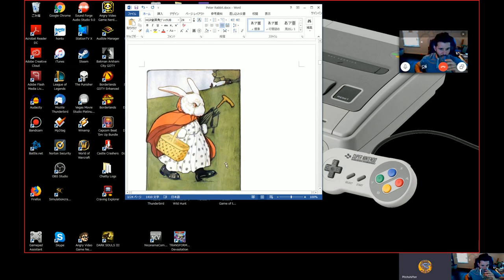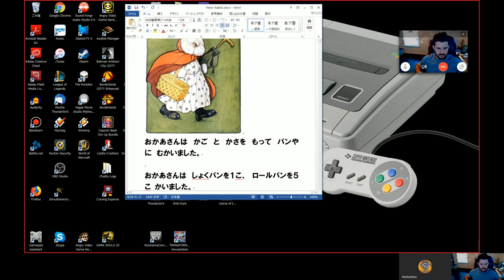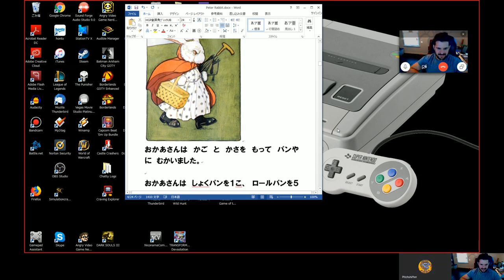わかりました。お母さんは学校 or cargo. お母さんは cargo と、Casa o, motte, panya ni mukaimashita. Yes. Mukai again to go forward. Go toward. Head forward. Mukaimashita. Any reason? Is it just another way of saying ikimashita? Yes. Okay. The two words mean almost exactly the same thing.